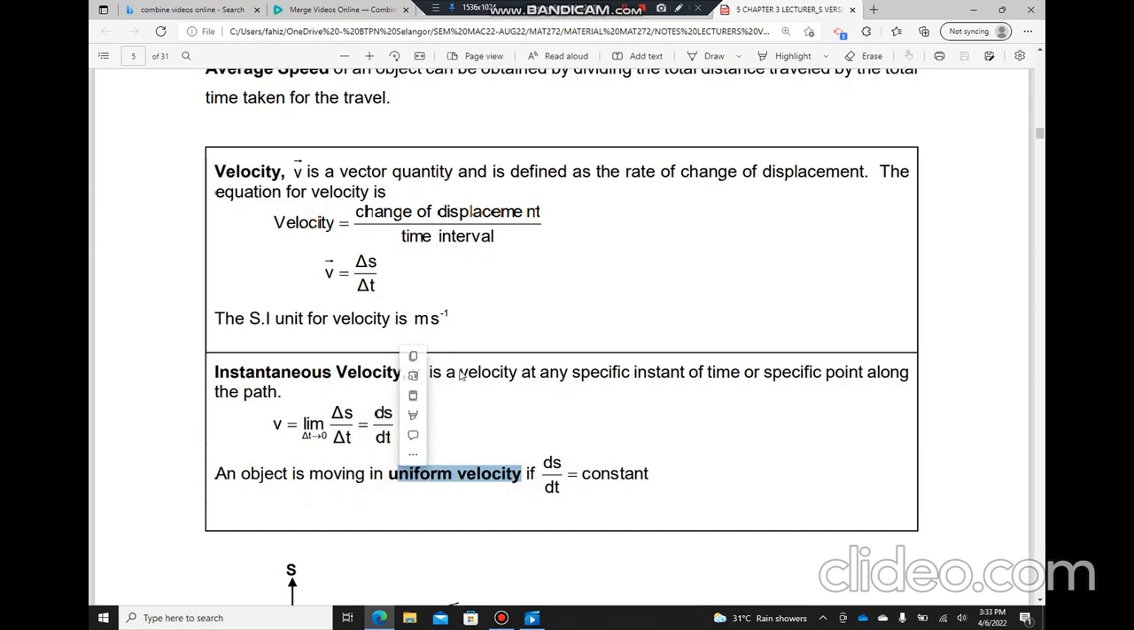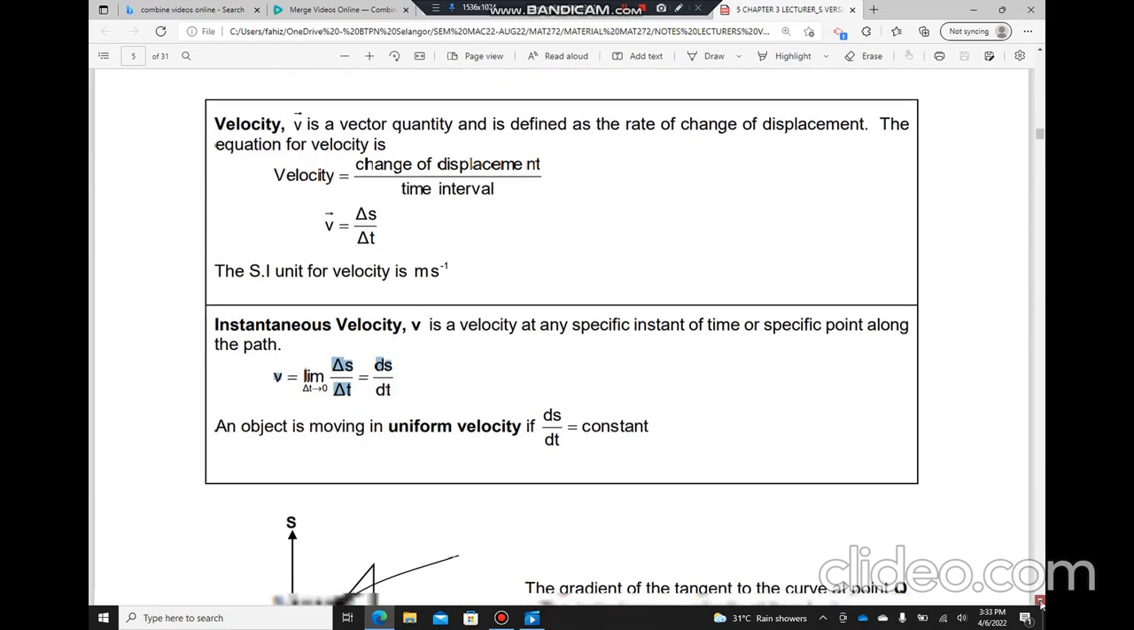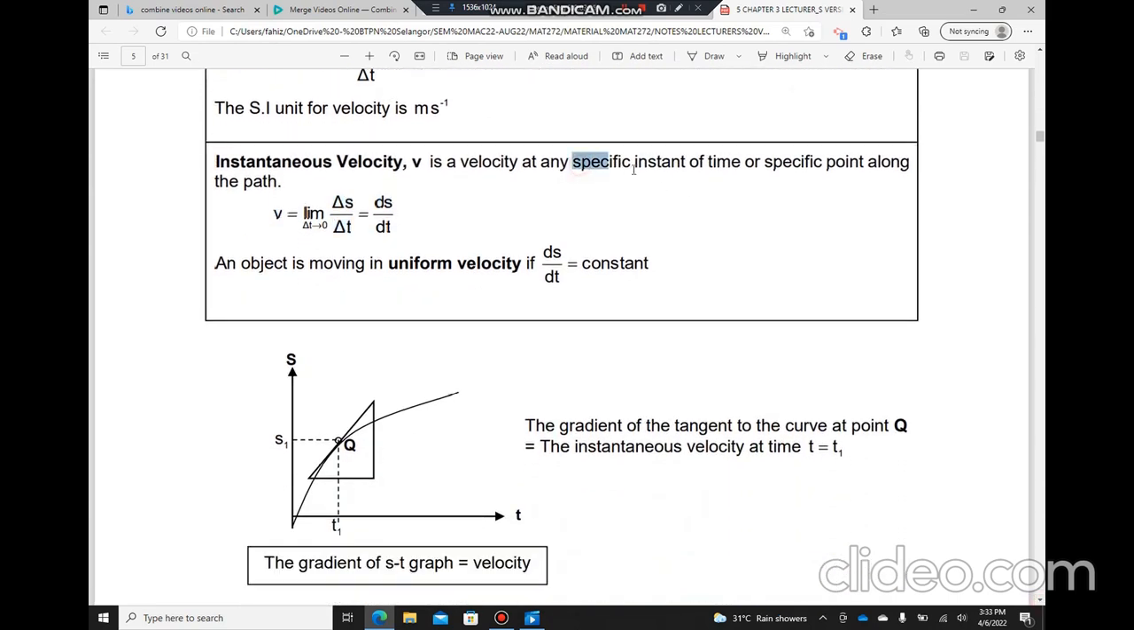Then instantaneous ni kalau dia ada specific time. Contohnya kat sini katakan bila time equals to t equals to 3. So awak akan dapat nilai instantaneous velocity sebab dia ada value of time. Sebab dia kata at any specific instant of time or specific point along the path.